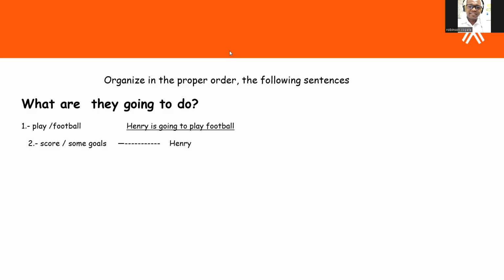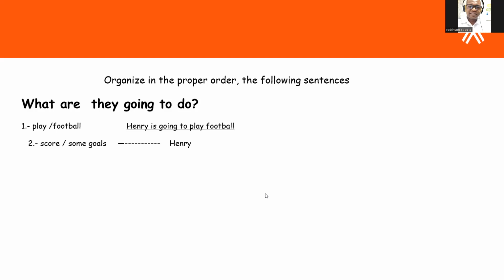Okay, Andres, excellent. Henry is going to score some... Oh, no. You say goals. You forgot to write that correctly. Henry is going to score some goals. Catalina, excellent. Perfect. Henry is going to score some goals. Blanca Reserva, excellent. Henry is going to score some goals. Very good.